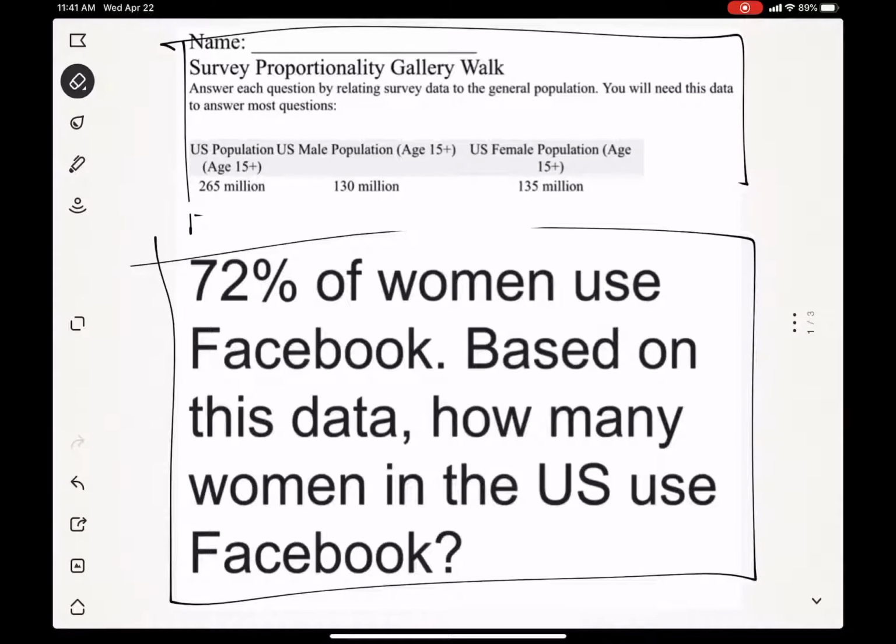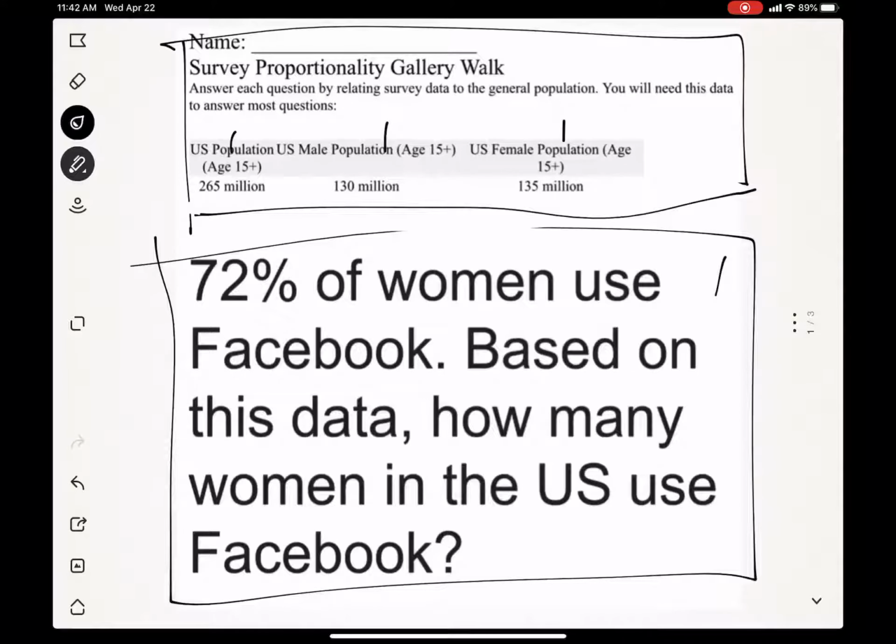Let's clean that bottom line up a little bit so we're not messing up any of the pertinent information. We've got important facts here, and all of these facts are going to help you solve all of these types of questions. When we look at this, we want to know what proportion, what amount, how many women in the U.S. use Facebook. We've identified that 72% of women use Facebook.